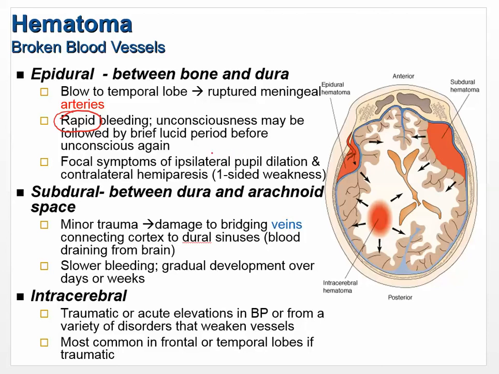Okay, now I don't know exactly why that would take place. It's brain function, and that can be a little mysterious, even though I've actually studied it. So focal symptoms of ipsilateral pupil dilation, so that means the same side, or the cross side, pupil dilation and contralateral hemiparesis, so that would be one-sided weakness.